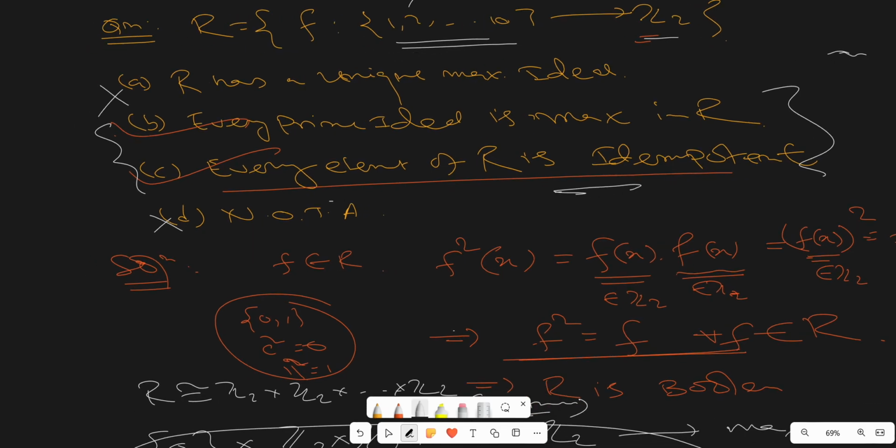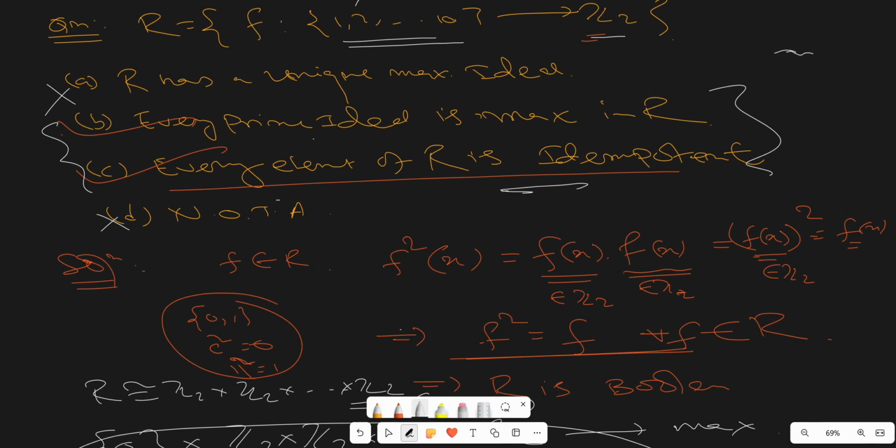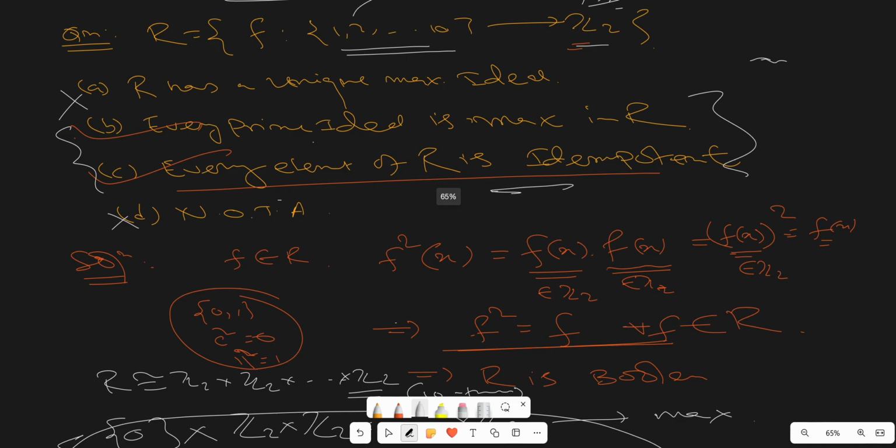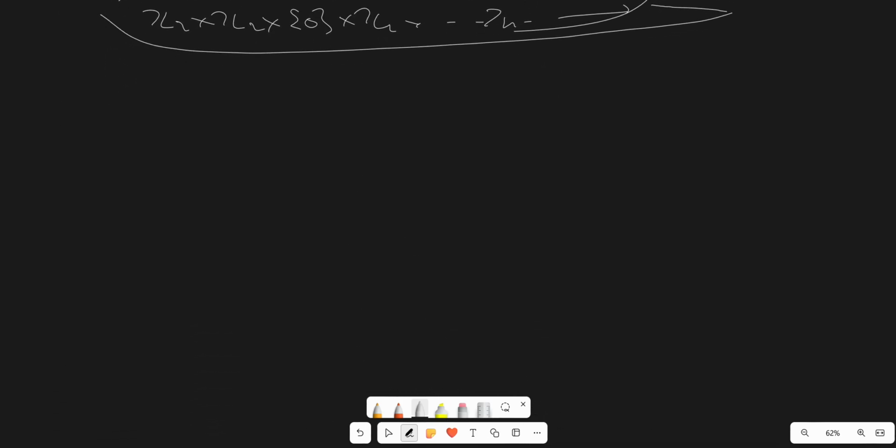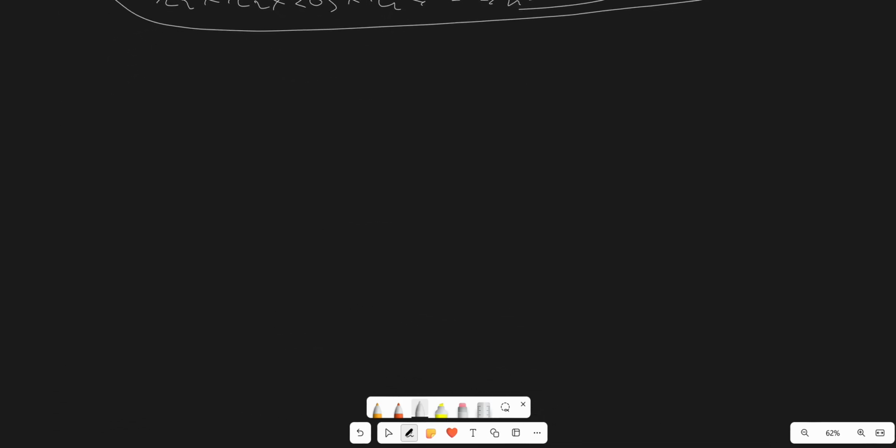Okay, let me finish with some of the things. So let's discuss some matrix rings. Let R be a ring. What do you think about this Mn(R)? What is Mn(R)?